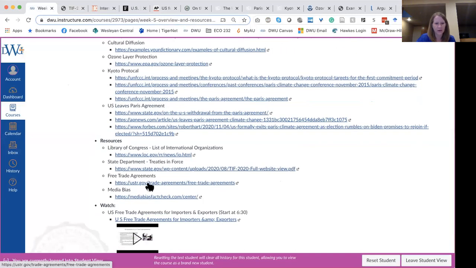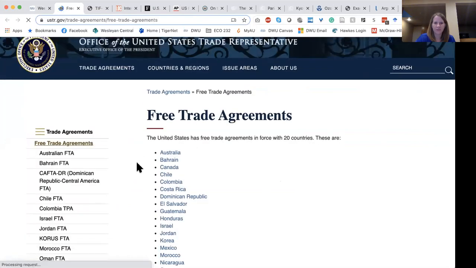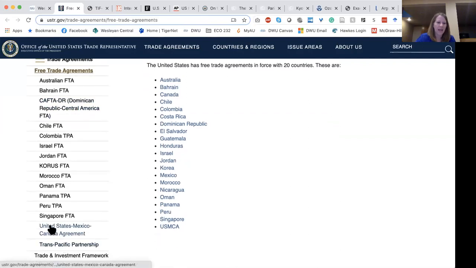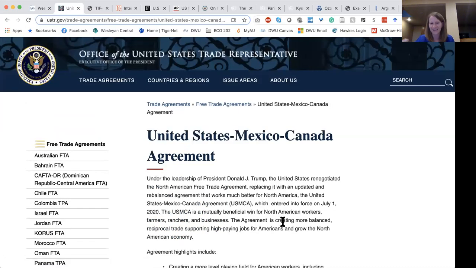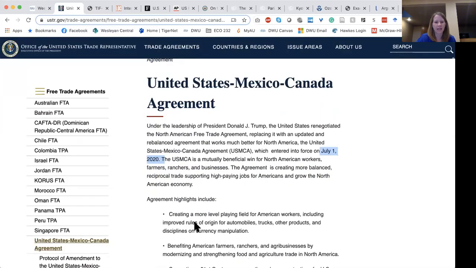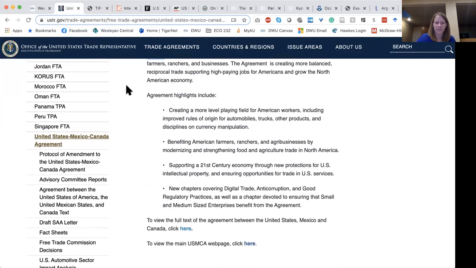Some more free trade agreements. This is from the Office of the United States Trade Representative. So these are, again, looking at them specifically. And this United States-Mexico-Canada agreement, the USMCA, this is what actually replaced NAFTA. And it entered into force on July 1st, 2020. So this is a fairly new agreement. And I don't know if everybody understands truly what's in it. So this would be a good one if you want to look into it and see, does it affect your industry at all?